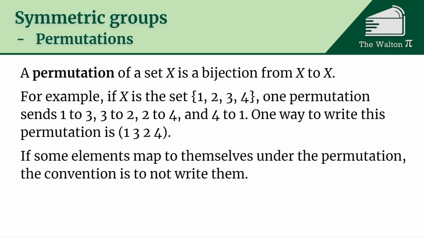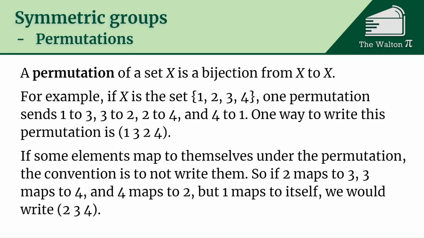If some elements map to themselves under the permutation, we just don't write them. For example, if 2 maps to 3, 3 maps to 4, and 4 maps to 2, but 1 maps to itself, we don't need to write 1 because it just goes to itself. You could write (1), but we don't need that. So we just write 2 goes to 3, 3 goes to 4, 4 goes to 2. So we just write (2 3 4).